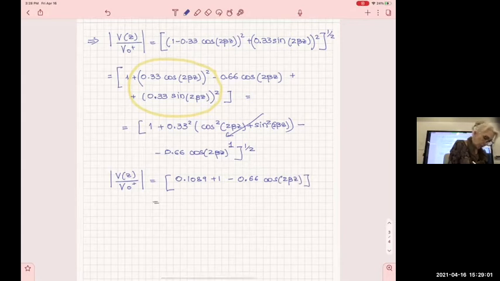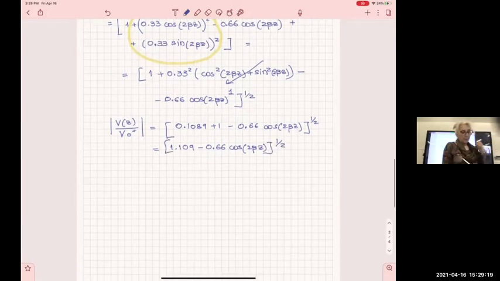So that gives me 1.109 minus 0.66 cosine of 2 beta z, and that's 1 over 2. Okay, that's practically how it changes. It's not obvious how it changes, all right? But it changes like that. So how are we going to find exactly how that goes?